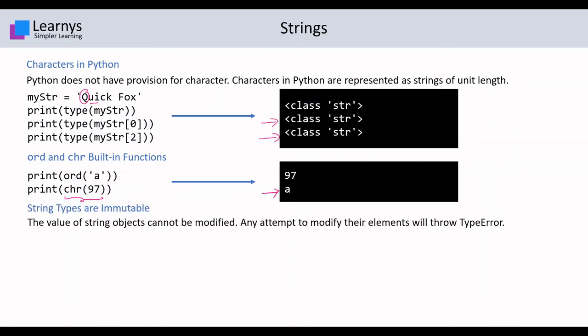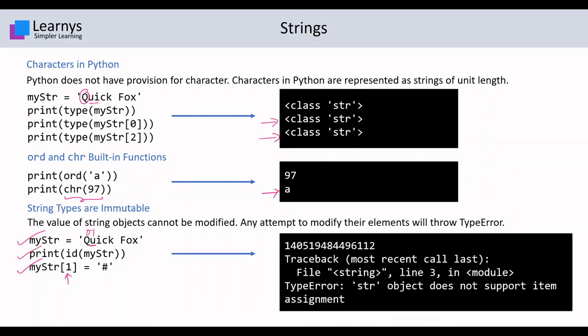String types are immutable. The value of the string objects cannot be modified, and any attempt to do so will give you an error. Over here, we have a string quickfox, then we are trying to print the ID of the string and trying to change the element at index 1, that is the value u, into a hash. Let's see what happens. In this, the ID is printed first and then there is an error saying str object does not support item assignment. That means you cannot change the value. That means the string types are immutable.